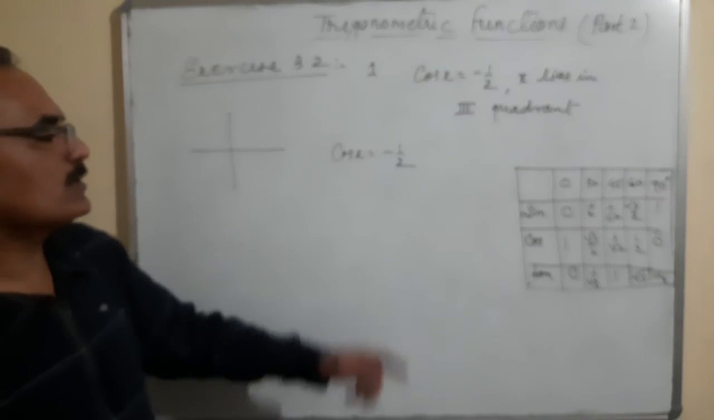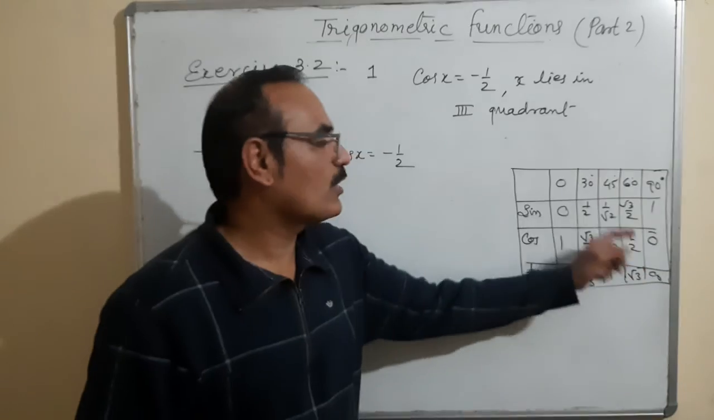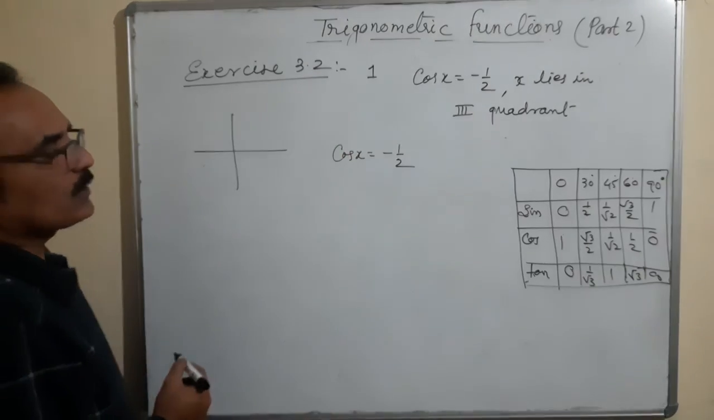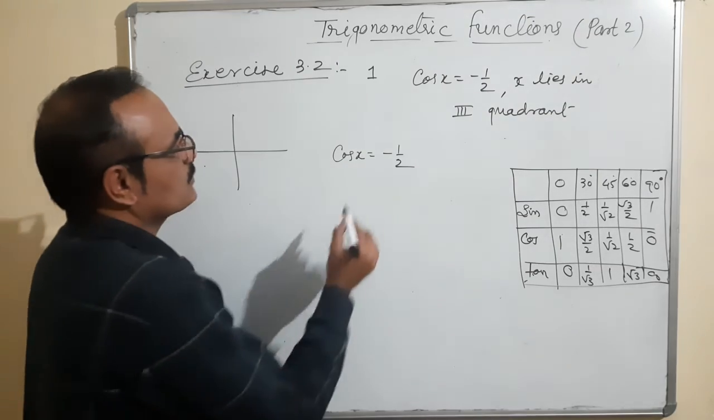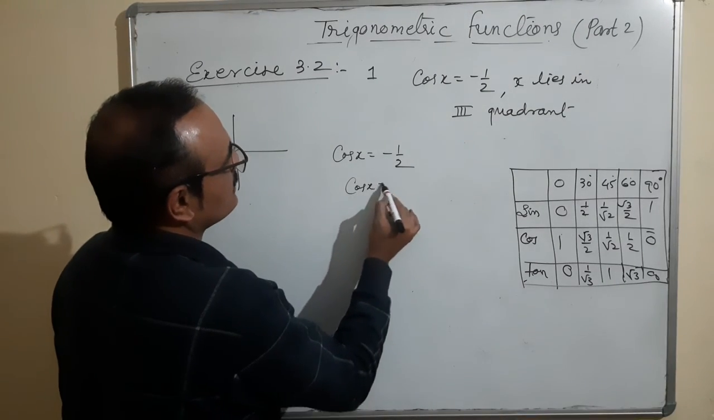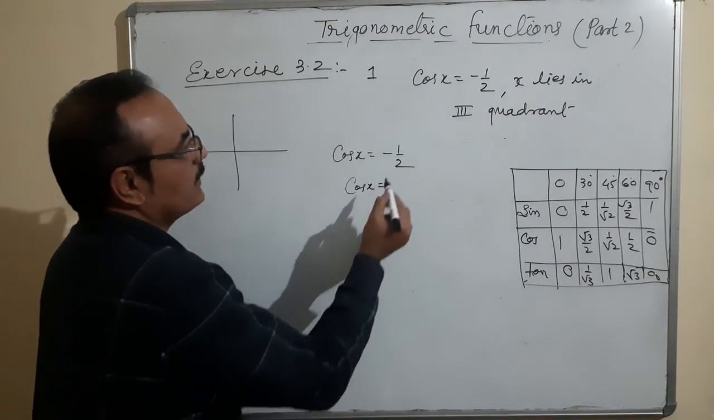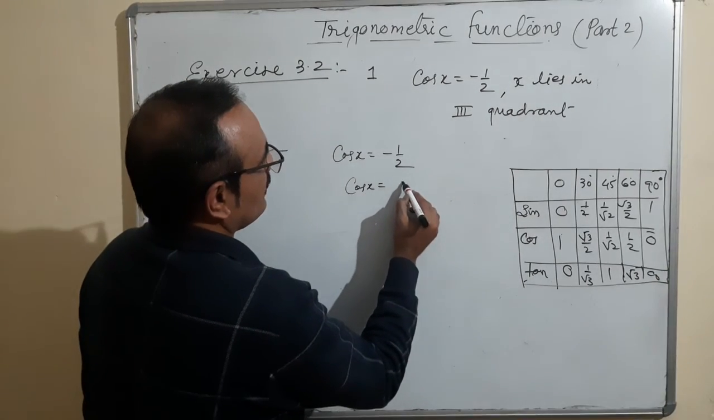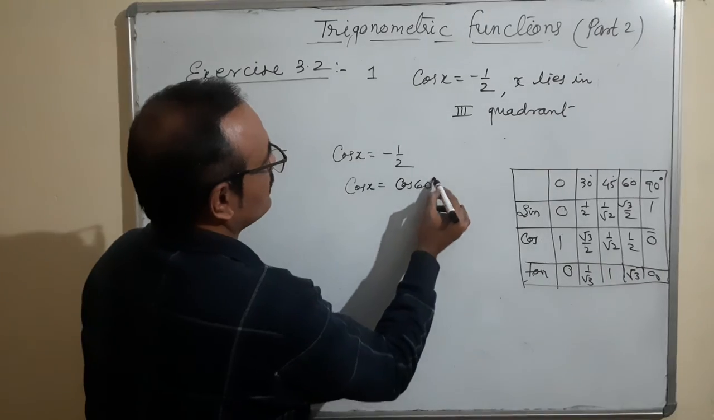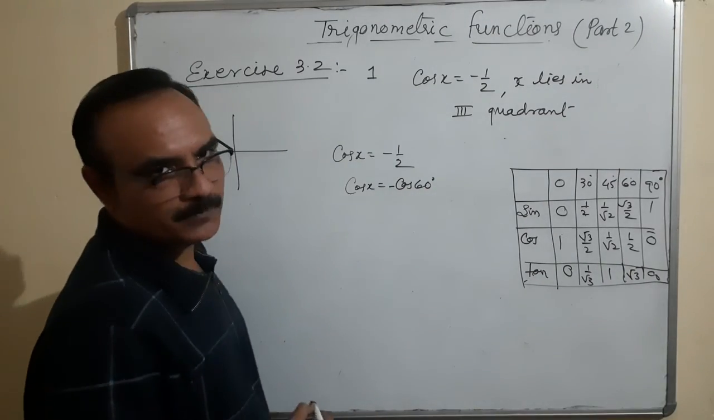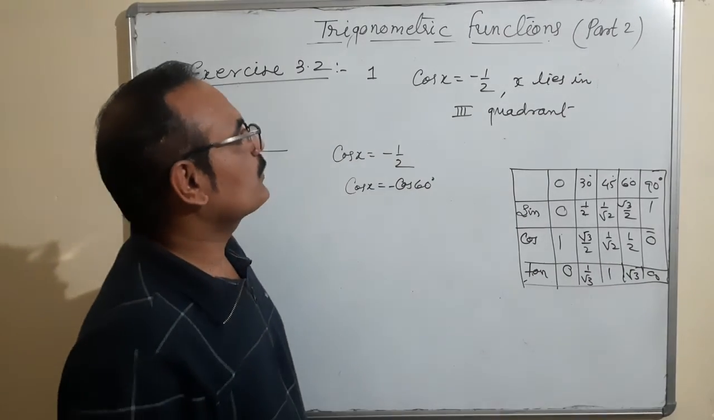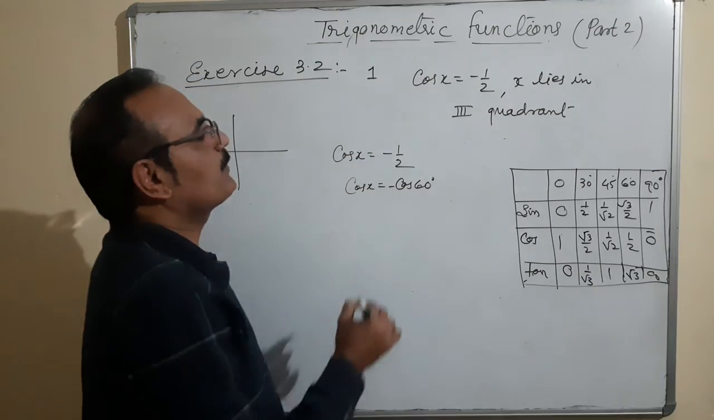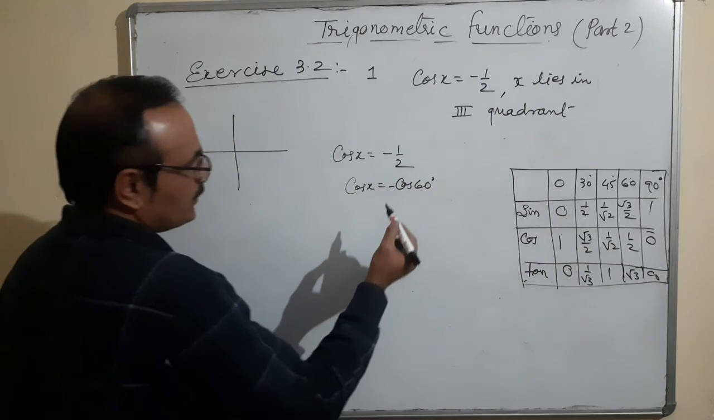1 by 2 in the cos, that is cos 60. So what to write here? Cos x is equal to, it is cos 60, with the minus 1 by 2. This is the angle. We are going to find the 5 trigonometric terms. How to find the 5 trigonometric terms? We have 2 different ways.